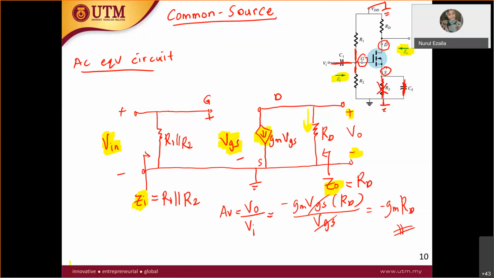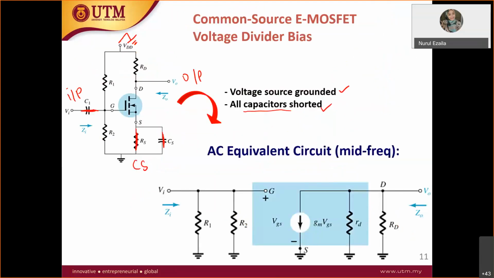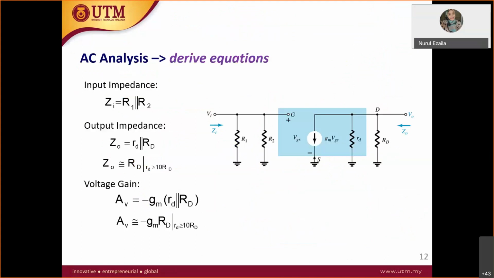So this is the same thing over here, and this is also the same thing. If it includes the small rd, which is very, very large, usually we can ignore this rd and Z out is approximately equal to the capital RD. We can ignore the small rd.